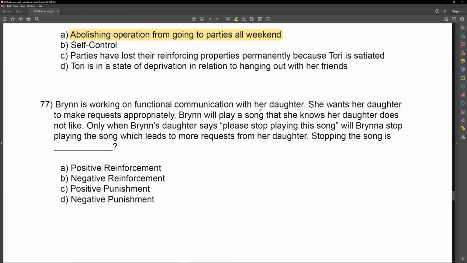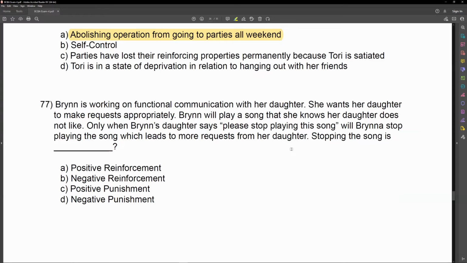Bryn wants her daughter to make requests, okay? So when Bryn's daughter makes a request, right, she stops the song, which is the consequence. And then in the future, more requests from her daughter happen. So what happened to the behavior? It increased. So we know it's reinforcement.